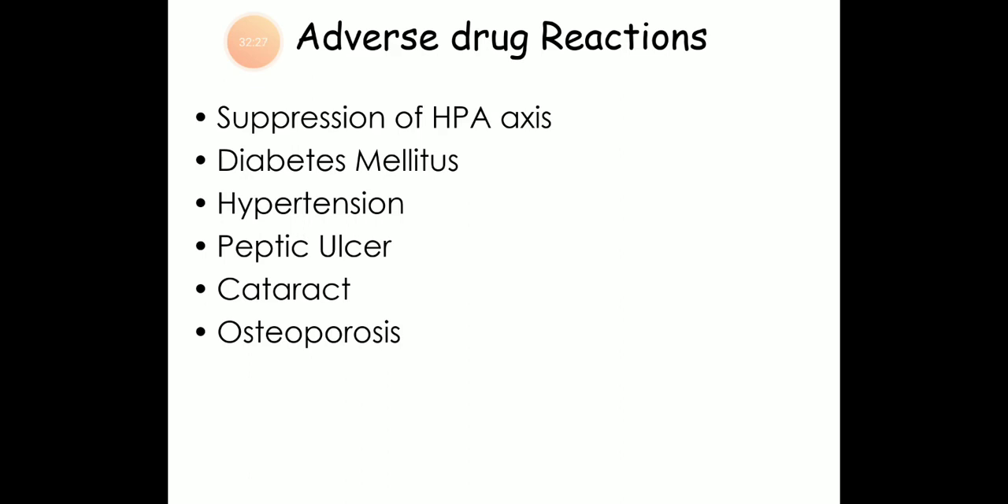Proximal myopathy and osteoporosis are common, with compression fractures. In the eyes, posterior subcapsular cataract as well as glaucoma may occur in some patients. Inhibition of the hypothalamic-pituitary axis, which has already been discussed, is a very common adverse drug reaction of any form of these medications.